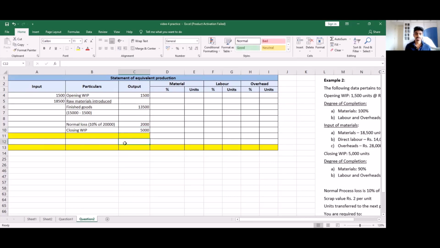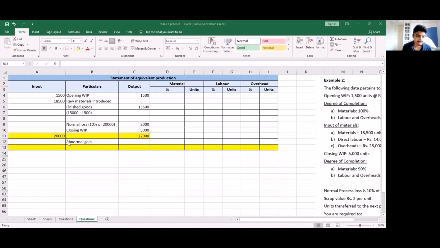Now that we are done with this, let us total the input and output columns to see if we have an abnormal gain or an abnormal loss. On totaling the input column, we get a sum of 20,000. And by totaling the output column, we get a sum of 22,000. This means the output column is more. This is a case of abnormal gain. So we will write abnormal gain.